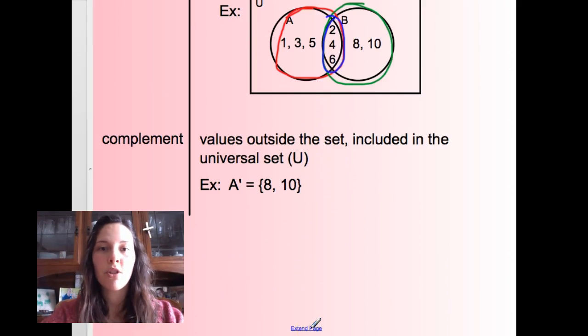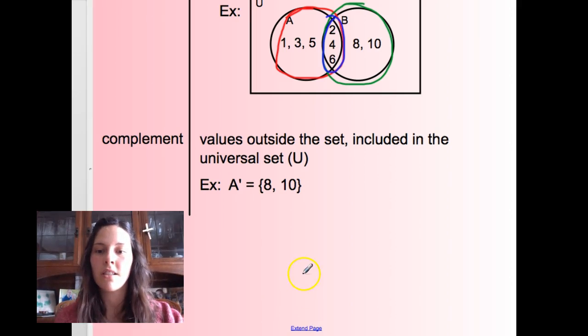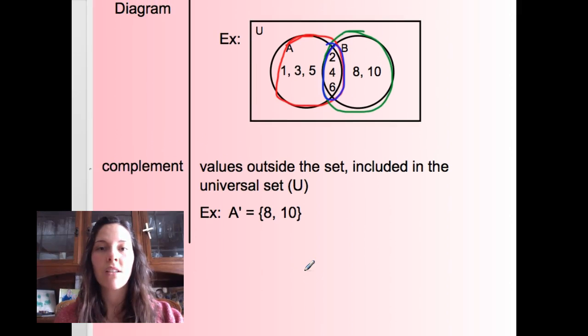And our last vocab term for this lesson is complement, and those are values that are outside of a set, but they could be included in the universal set. So if you notice there's a box around the diagram, and it's called U for the universal set. We could have elements in U that don't show up in either circle. In our case, the two elements that are outside set A are simply 8 and 10. We didn't have any elements in U that are not in either A or B.